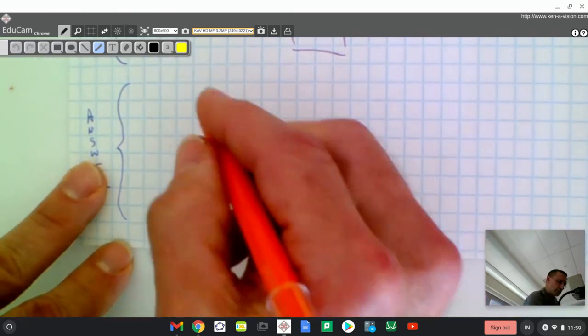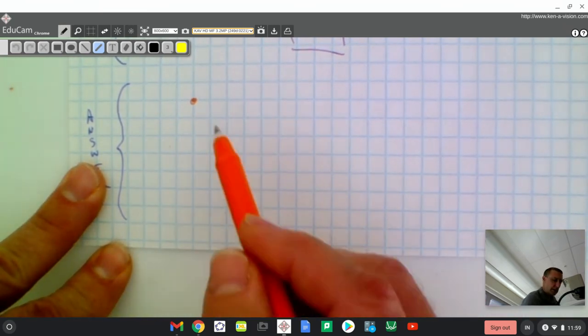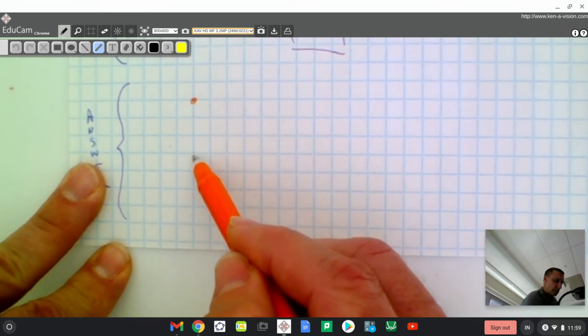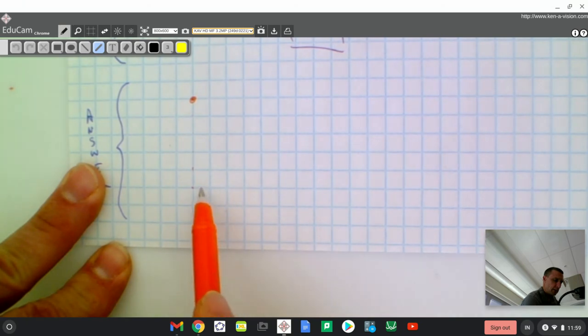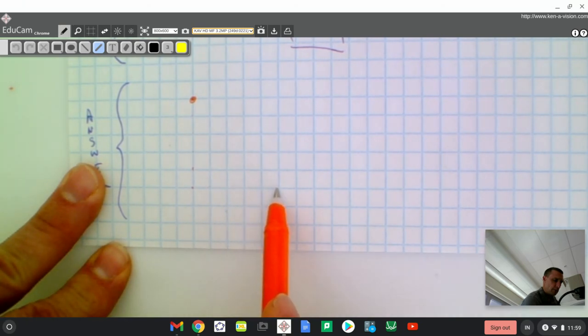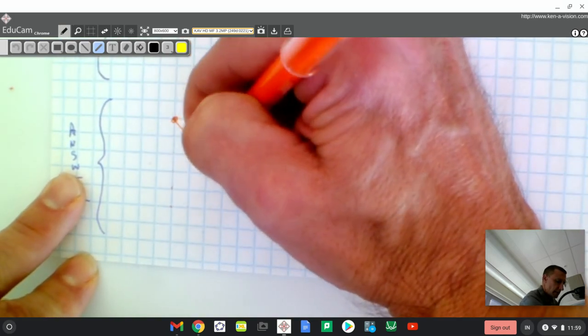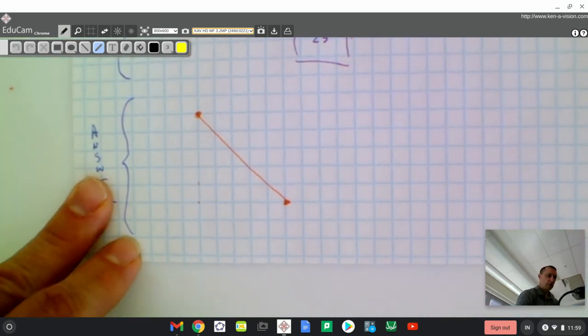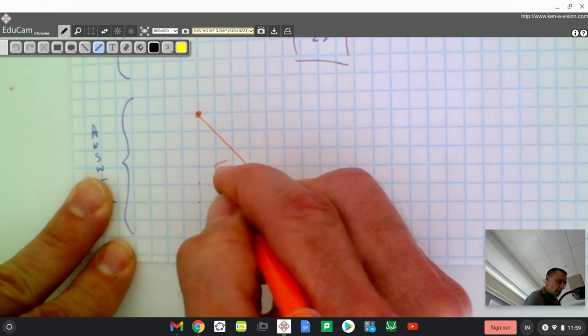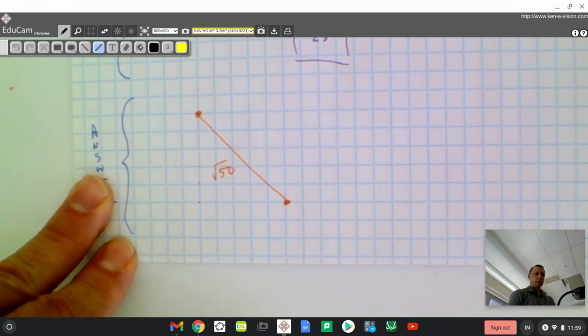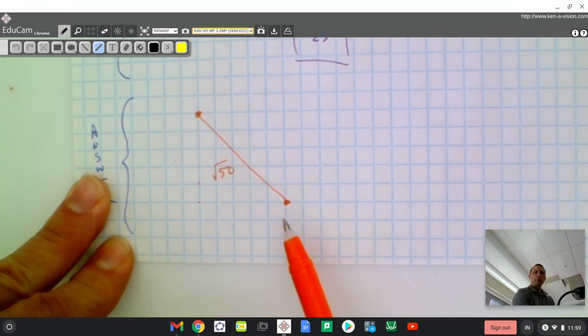Now I make that happen. Here's a vertex. I count down 5. 1, 2, 3, 4, 5. I count across 1, 2, 3, 4, 5. There's my other vertex. This line segment is one side of a square that would hold 50 square units, so I know that this one length is the square root of 50.